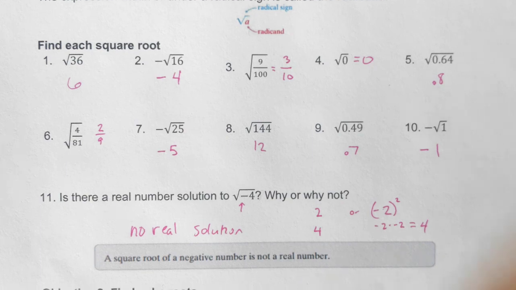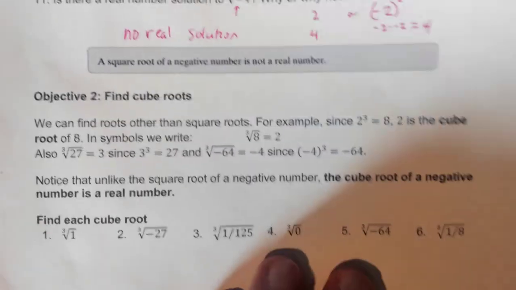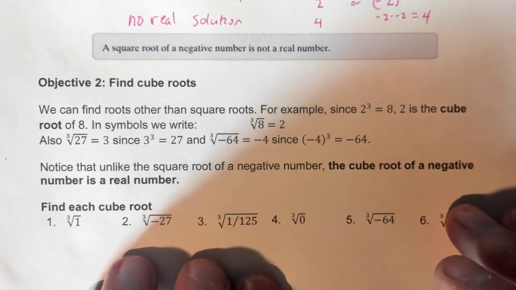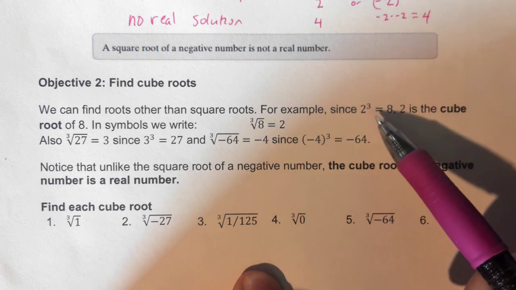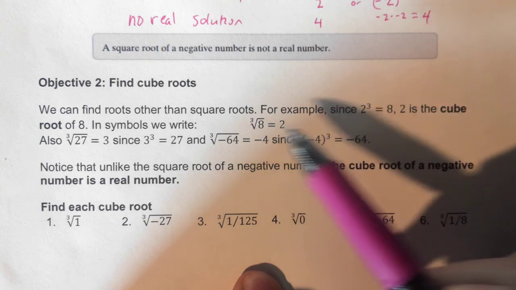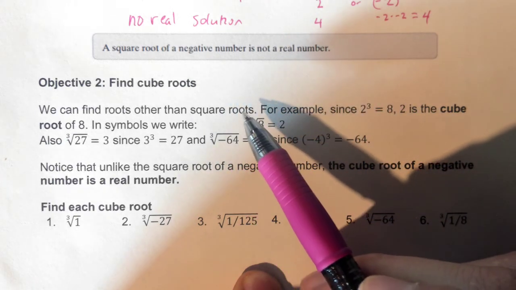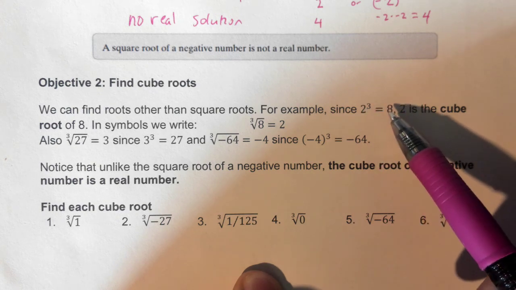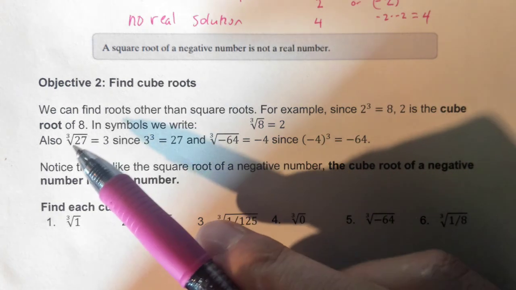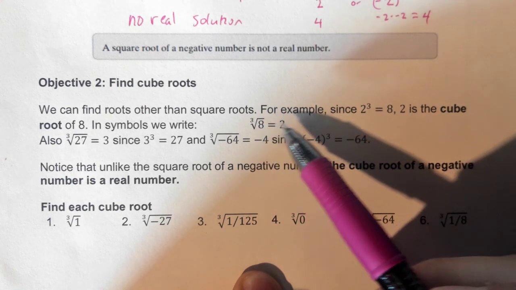Okay, so we're going to move on here. That was square roots. We can also do cube roots or fourth roots or any root. So a cube root is asking you, instead of a square root, what number times itself 3 times is whatever the radicand is. So, for example, 2 to the third, 2 times 2 times 2 is 8. So 2 is the cube root of 8. In symbols, you'd write it like this.